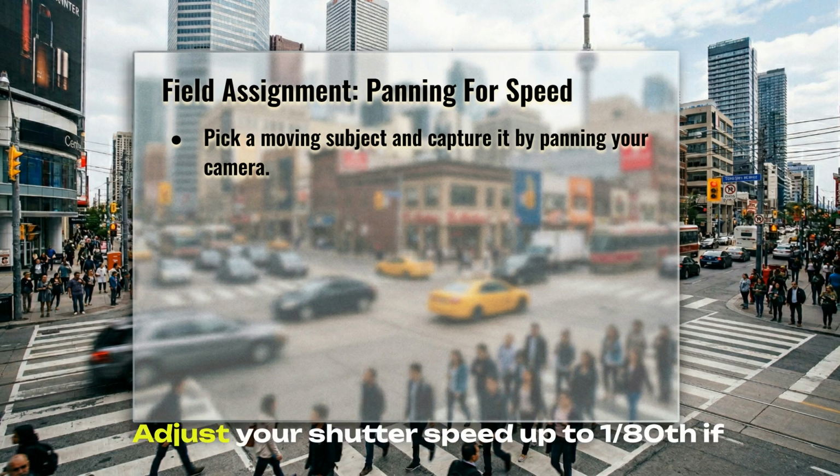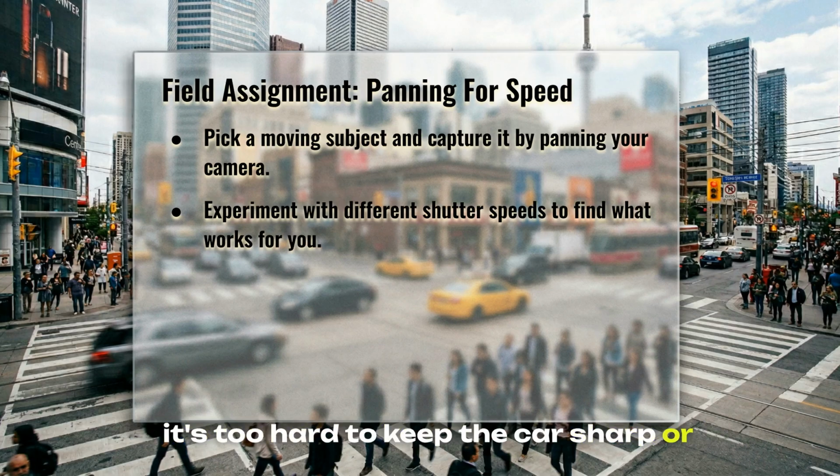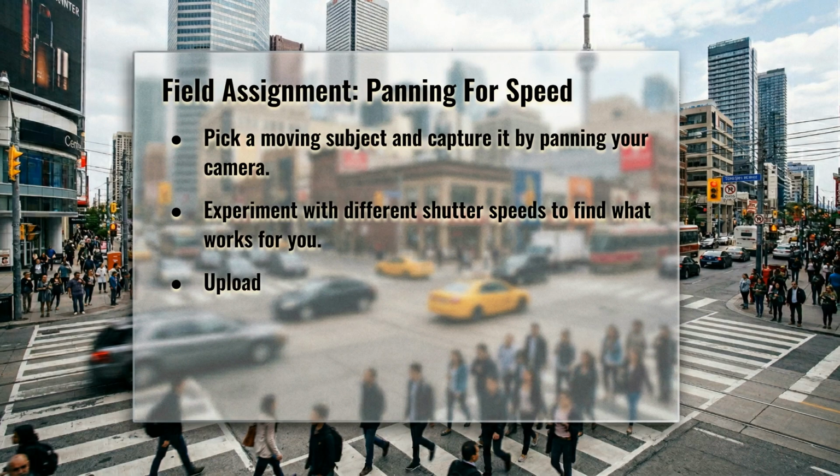Keep trying. Adjust your shutter speed up to 1/80th if it's too hard to keep the car sharp, or down to 1/20th if you want more aggressive background blur. When you finally sync perfectly with the subject, you will capture a profound sense of speed.